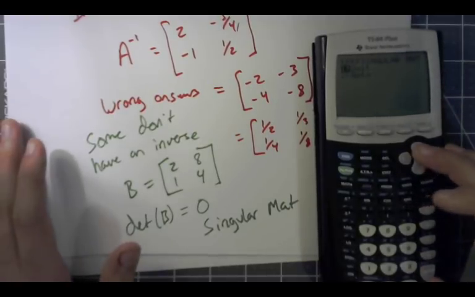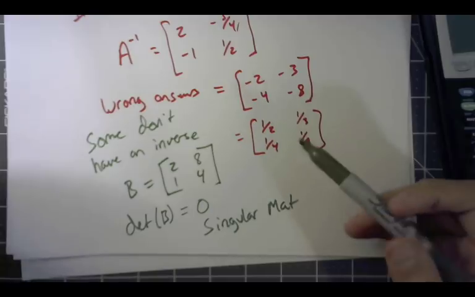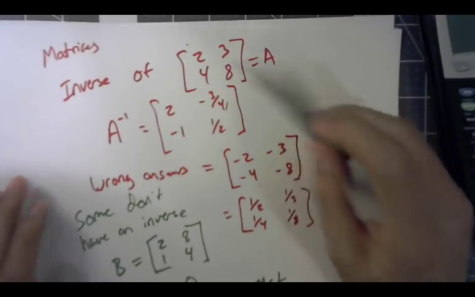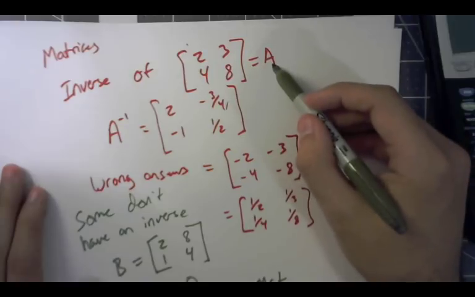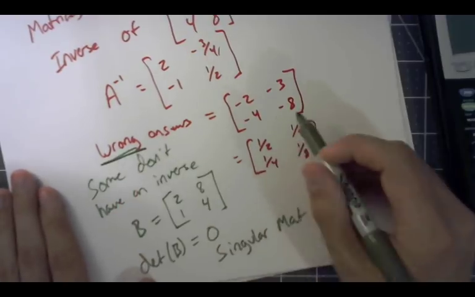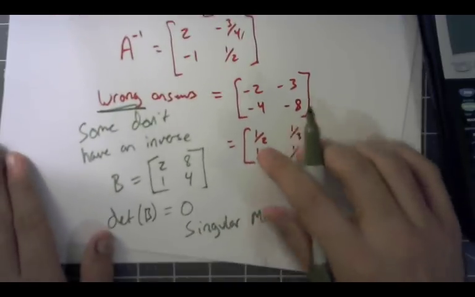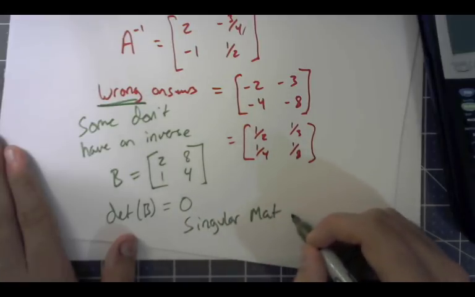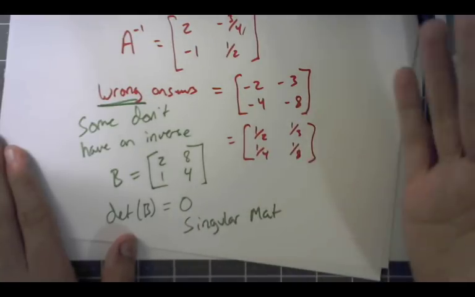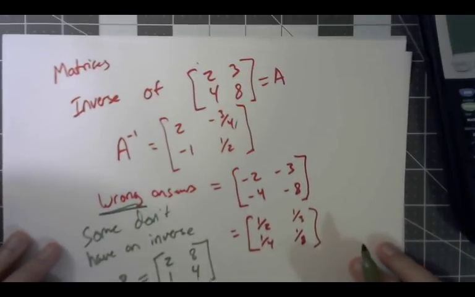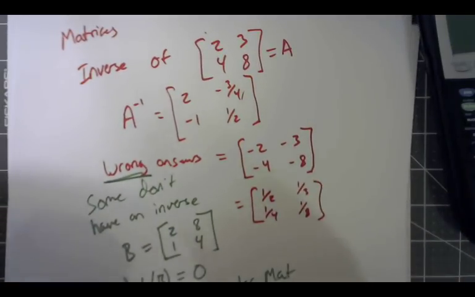If you do that on the exam, then I can't tell you what's right or wrong, but you know that some have inverses. For example, this one is this. I try to trick you with wrong stuff like this, wrong stuff like this, and then some don't have it. So you try it, you get singular mat. That means it does not have an inverse. Matrices, inverses, all the things you need to know.